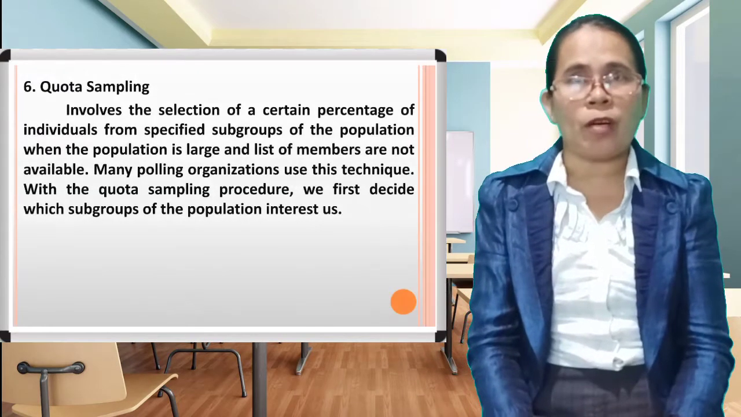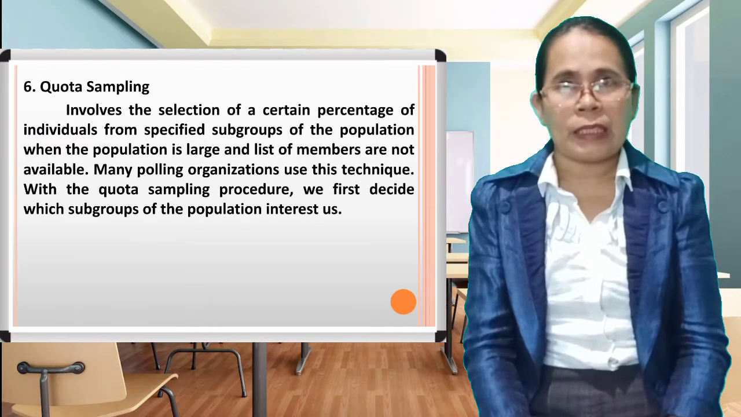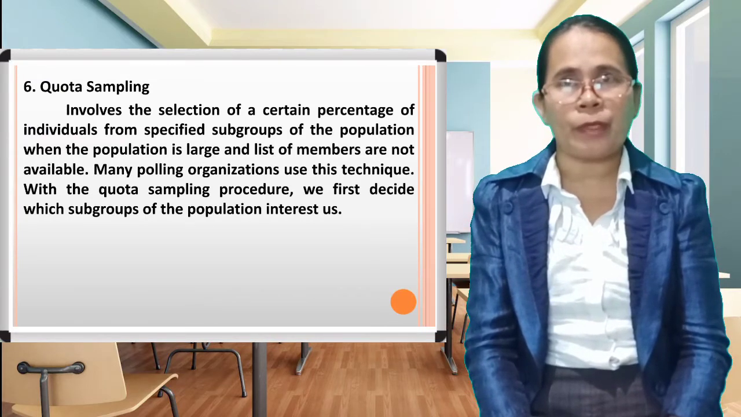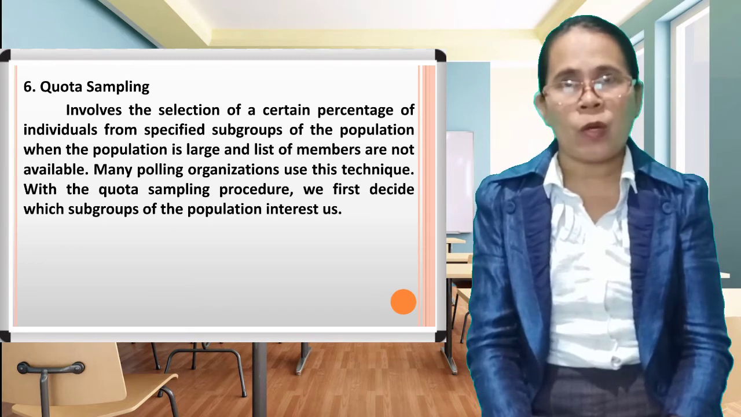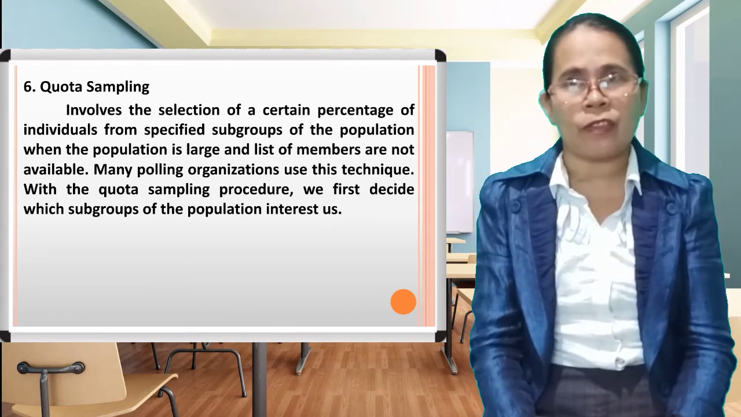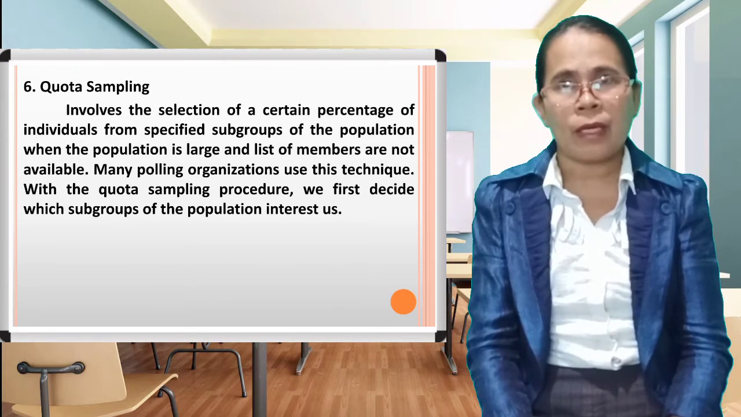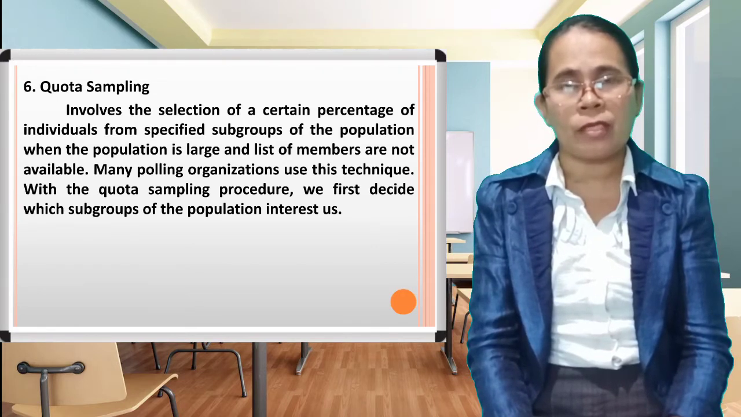Number 6 is what we call quota sampling. It involves the selection of a certain percentage of individuals from specified subgroups of the population when the population is large and a list of members is not available. Many polling organizations use this technique.